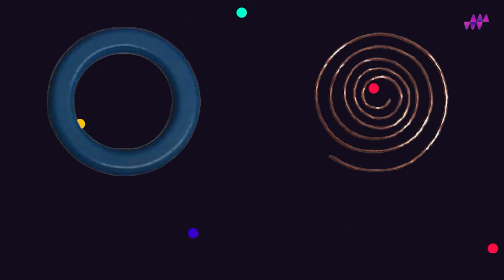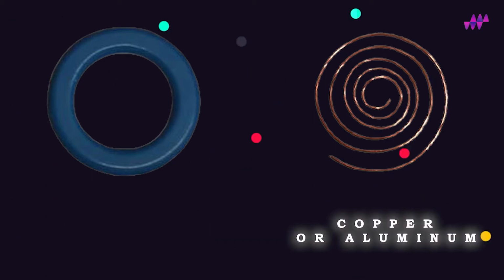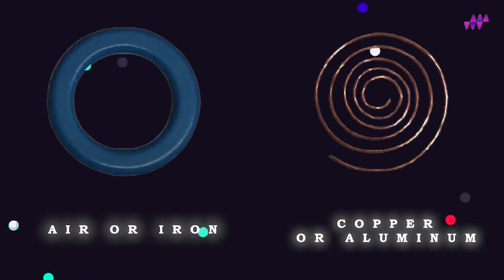The inductor consists of a magnetic core and a coil. The coil is made of a conducting winded material, such as copper or aluminum, wrapped around the core. The core, on the other hand, is made of a magnetic material, such as air or iron.